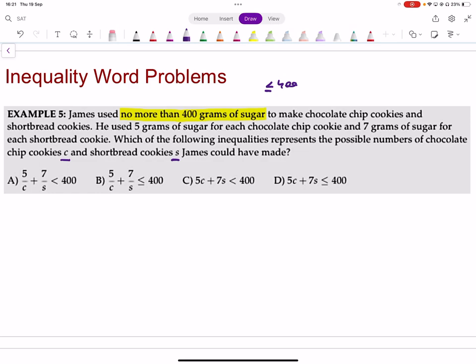Now, each chocolate chip cookie is using 5 grams of sugar. So what's the total amount of sugar used by chocolate chip cookies? 5 times C, right? And similarly for the other types of cookies, each one of them uses 7 grams, so that's 7 times S. This is the total amount of sugar used. And this amount has to be less than or equal to 400. That means it's D. Is that okay? Any problems?